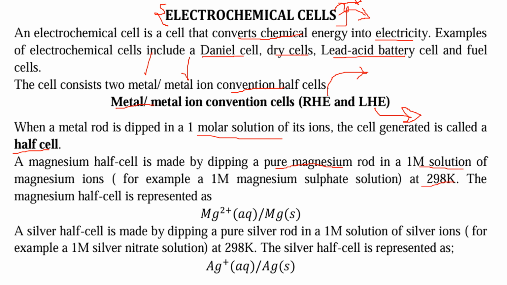Now, considering a silver half cell, it's also made by dipping a silver rod into 1 molar solution of silver ions, such as 1 molar silver nitrate solution. When you do that, the silver ions present in that solution are going to be deposited as atoms onto the rod of silver. Also, this is a reduction cell equation because the oxidation state is changing from +1 to 0.